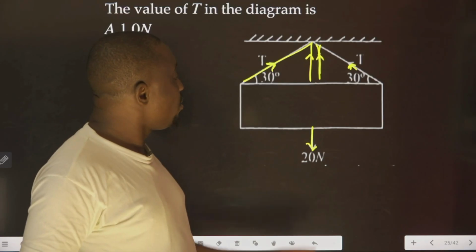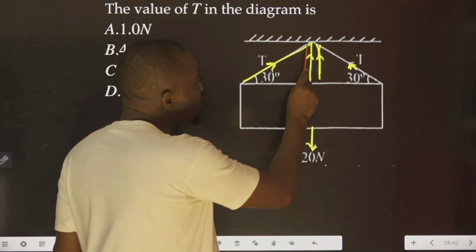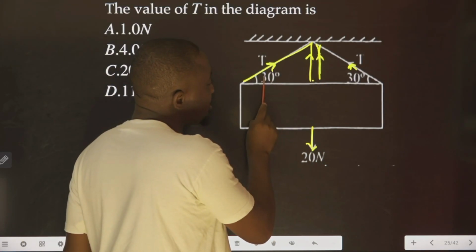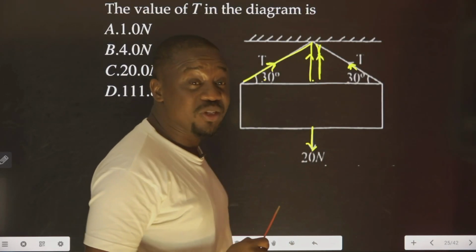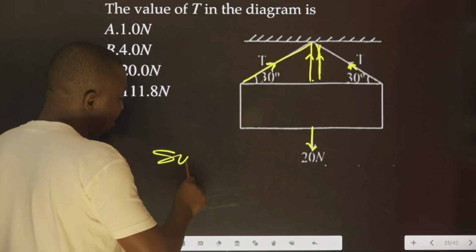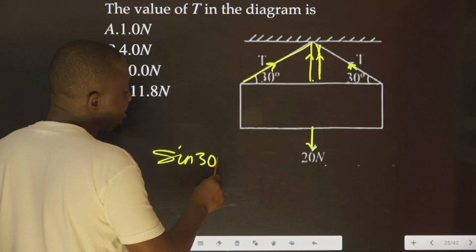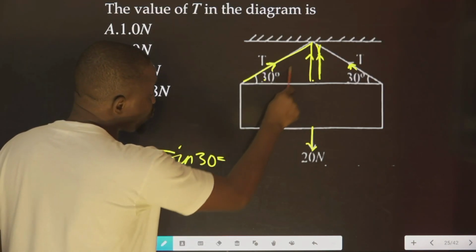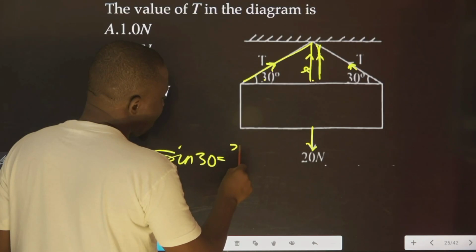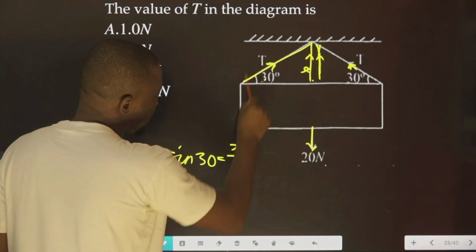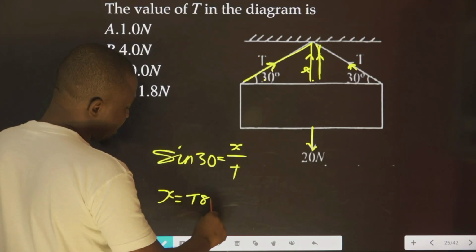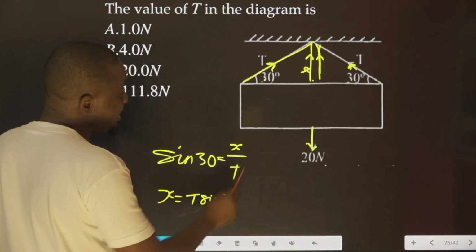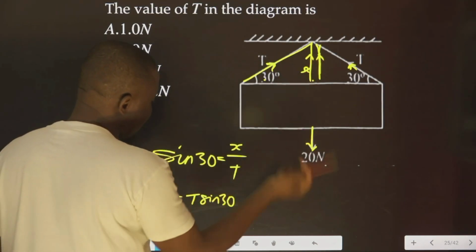As you can see now, what we are looking for is the opposite. This is 30 and this is T, the hypotenuse. What is that telling you? Sine. That is sine 30 degrees equals opposite over hypotenuse. Let's say S is here, S over T. That is, S is now equal to T sine 30. The same thing with this one too. It's also T sine 30.